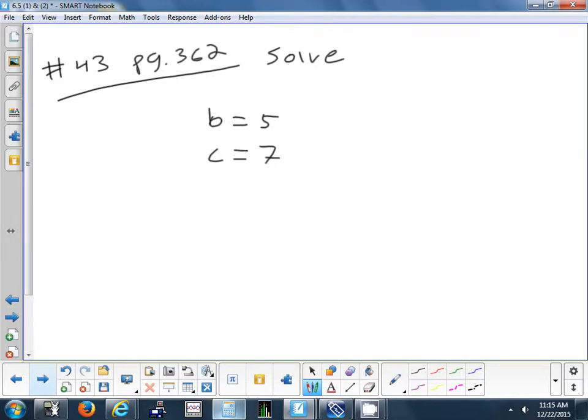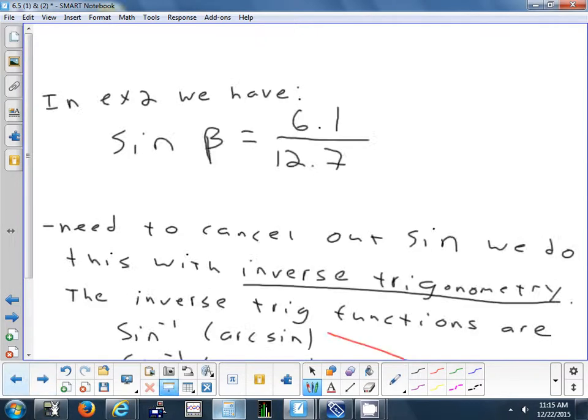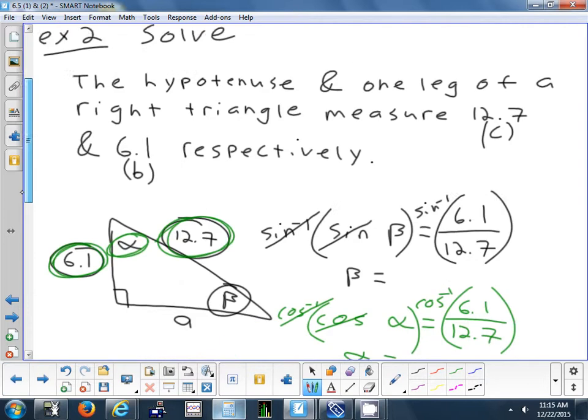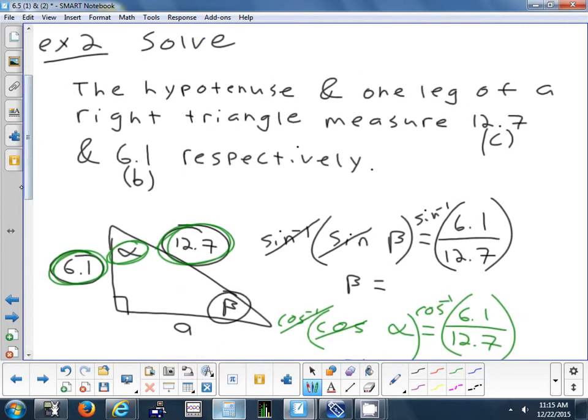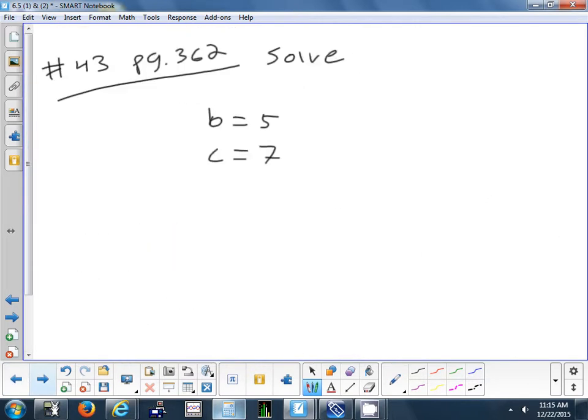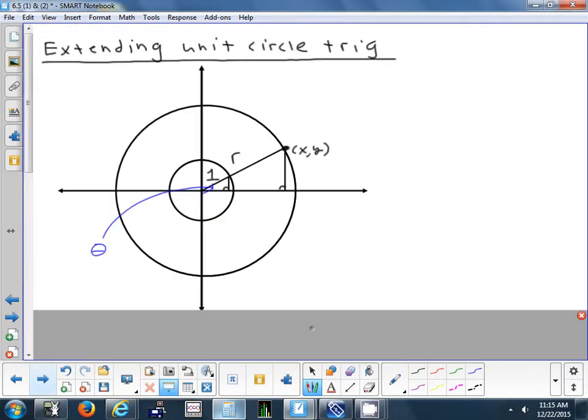Does anybody need to see another one with the two-side case? It'd be exactly like this one. The only difference is they're still giving you a leg and a hypotenuse, so it's almost the same thing.